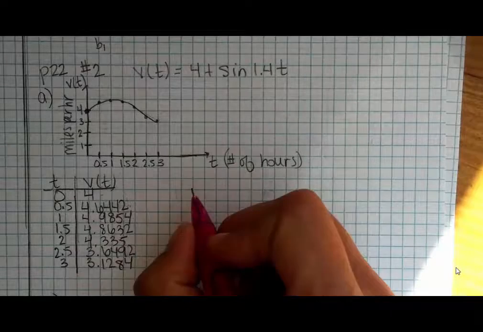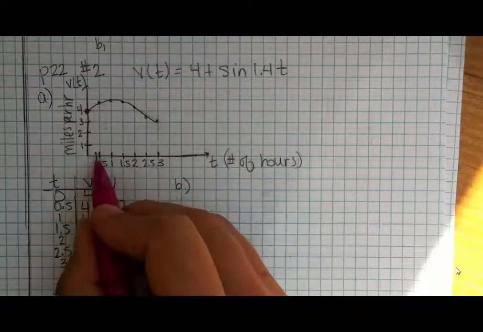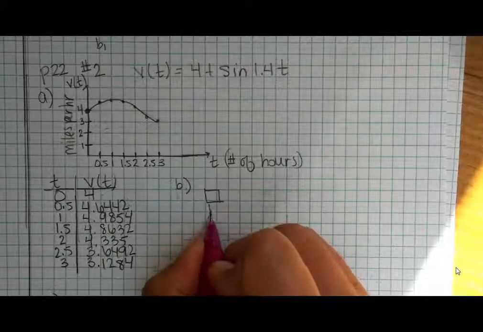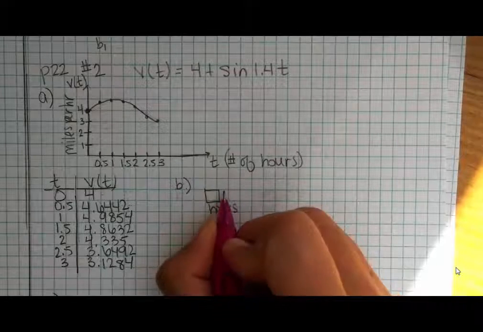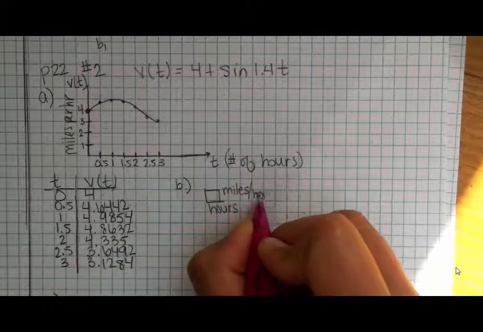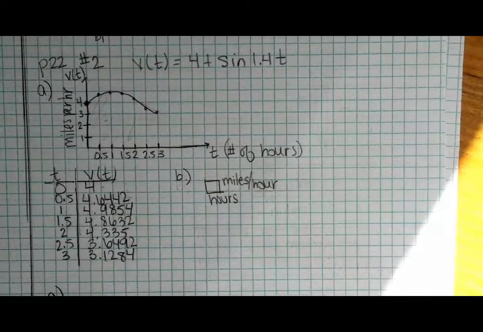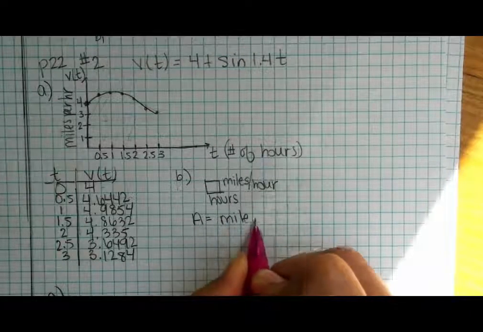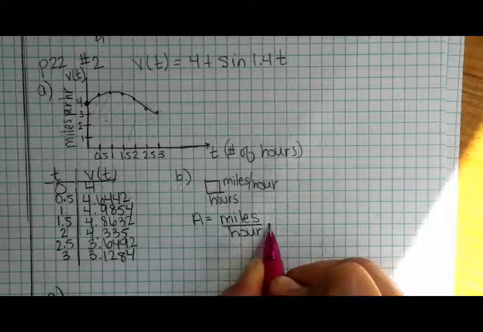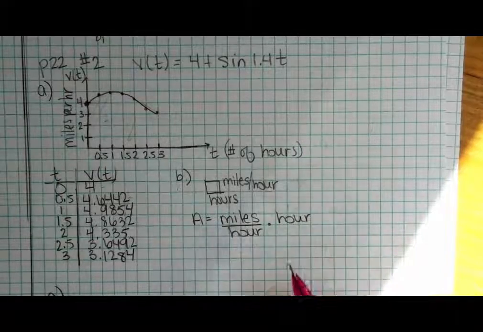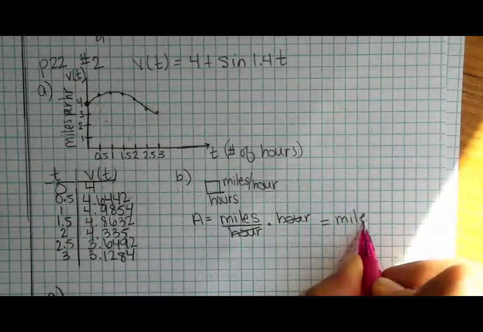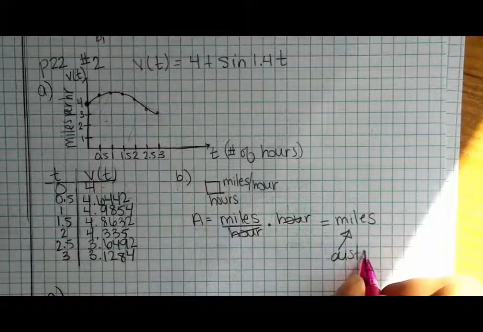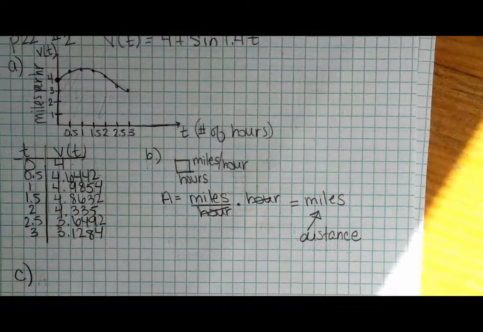It has everything to do with, let's label B, what one of these squares represents. So the base of one of those squares is hours, and the height of one of those squares is miles per hour. Area of one box, or one square, becomes miles per hour times hour, leaving us with just miles. Well, this is the same thing as distance, right? So this gives us distance. I think that's a pretty good explanation.